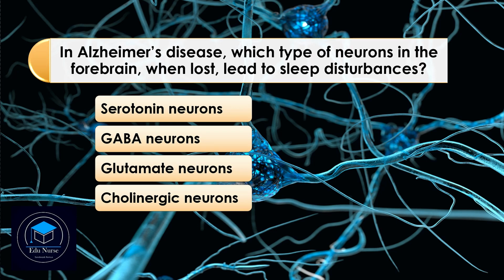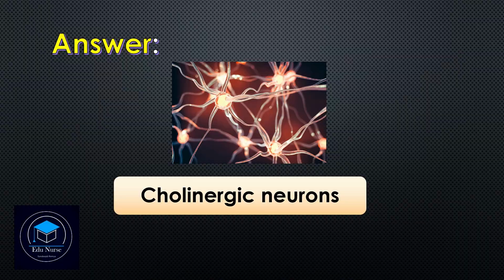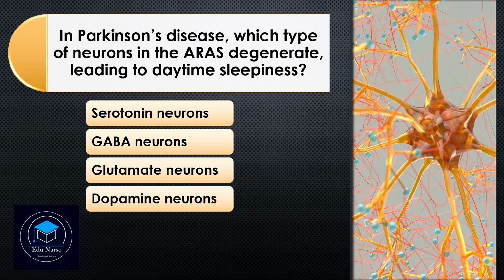Now let us see another question. In Alzheimer's disease, which type of neurons in the forebrain, when lost, leads to sleep disturbances? And the options are serotonin neurons, GABA neurons, glutamate neurons, cholinergic neurons. And the answer is cholinergic neurons. Alzheimer's disease is a neurodegenerative disease that causes neuronal atrophy and loss of synapses, mainly in the cerebral cortex and hippocampus.